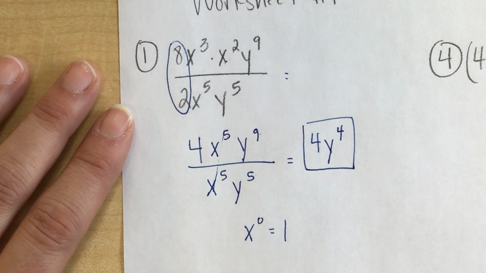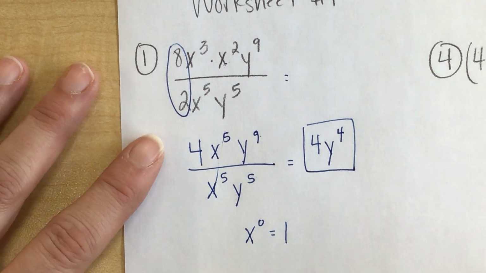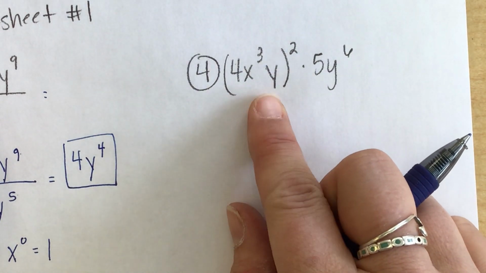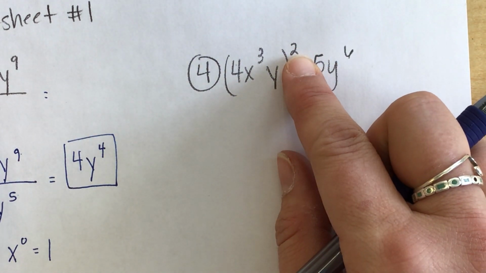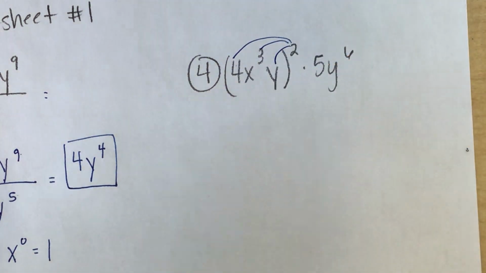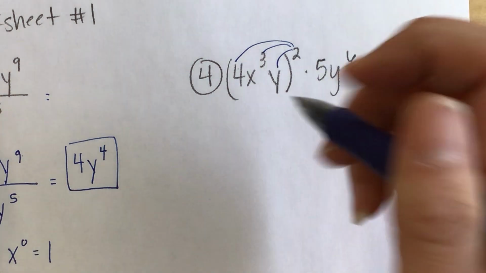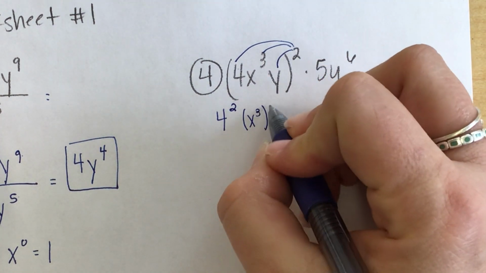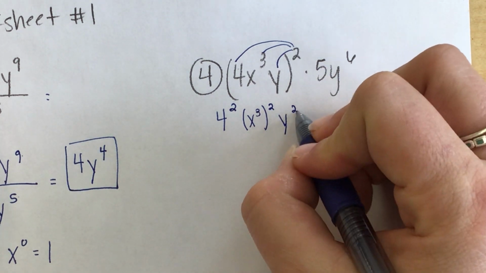All right, okay, number 4. Notice that I have this in parentheses and all of it's being raised to the second power. So I have to distribute the second power to everything on the inside. So this becomes 4 squared. Then we have x to the third, all that squared, and then y squared.